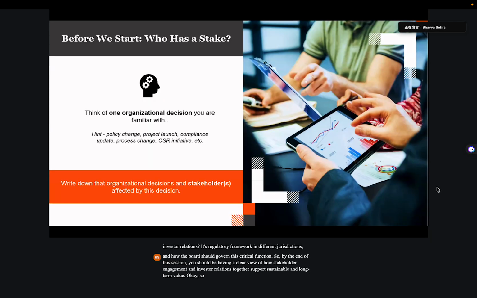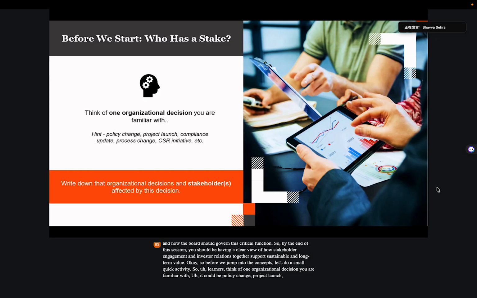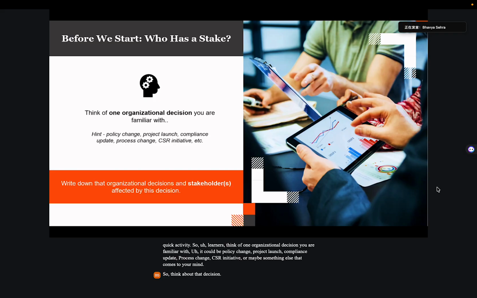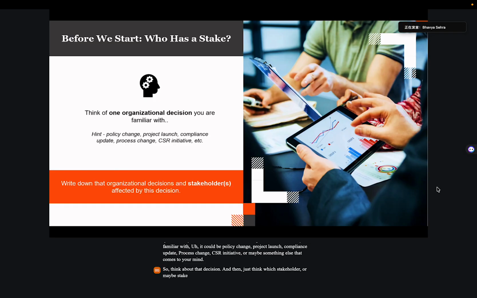Okay, so before we jump into the concepts, let's do a quick activity. Learners, think of one organizational decision you are familiar with. It could be a policy change, project launch, compliance update, process change, CSR initiative, or maybe something else that comes to your mind. Think about that decision and then think which stakeholder or stakeholder group can be affected by that decision.